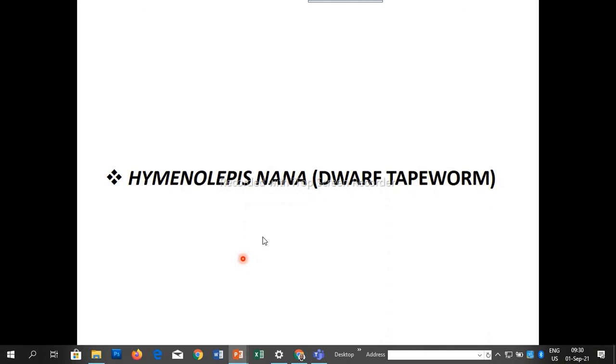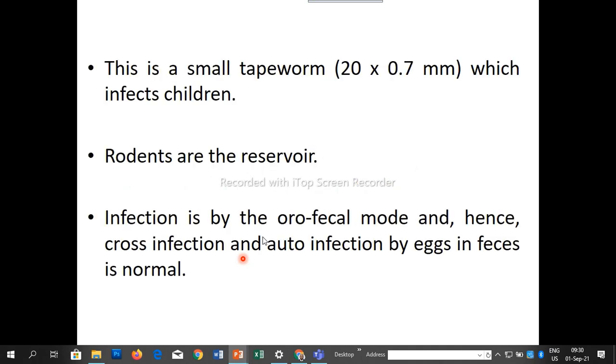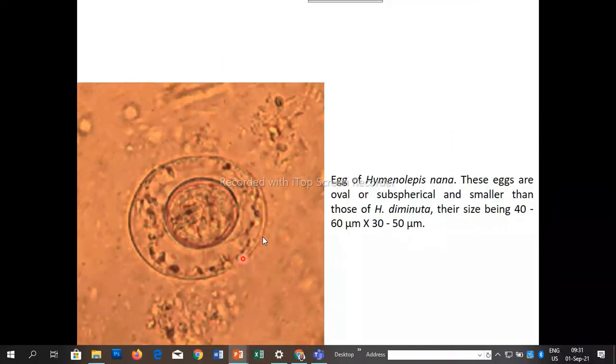Among the last ones, Hymenolepis nana and Hymenolepis diminuta. This also is a small tapeworm, for which rodents are the reservoir. Infection is by the feco-oral mode, and hence close infection and auto-infection in feces is possible. This is Hymenolepis nana. Eggs are oval, subspherical, smaller than those of diminuta.